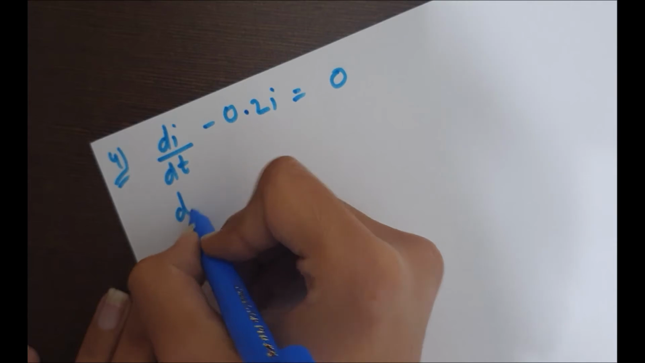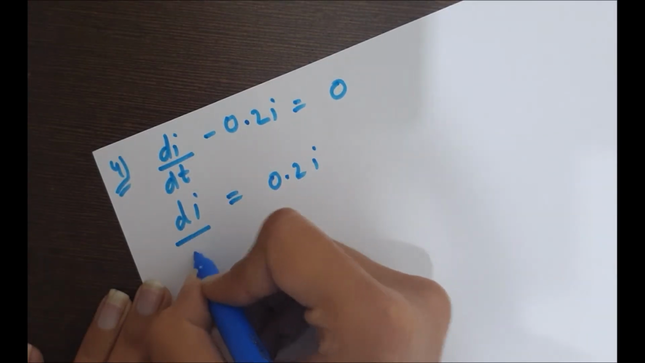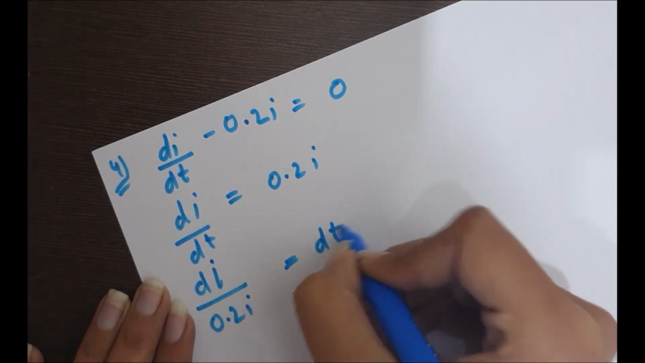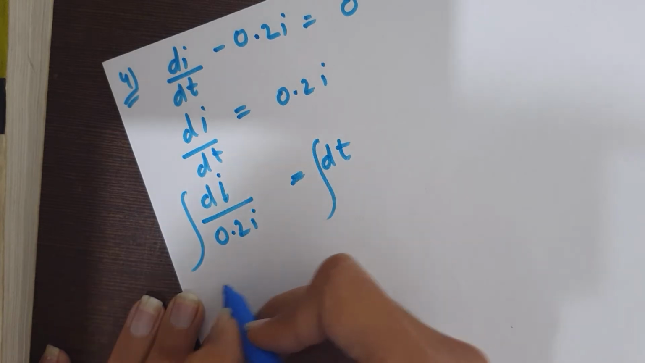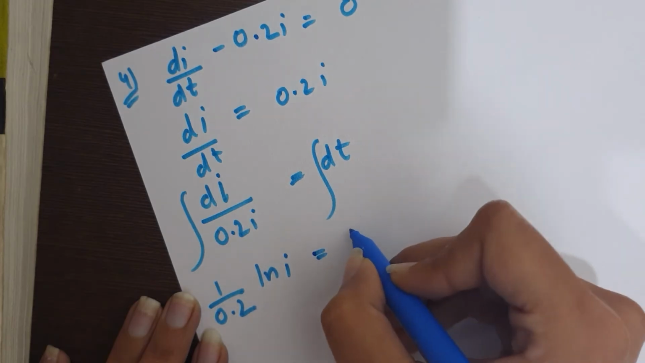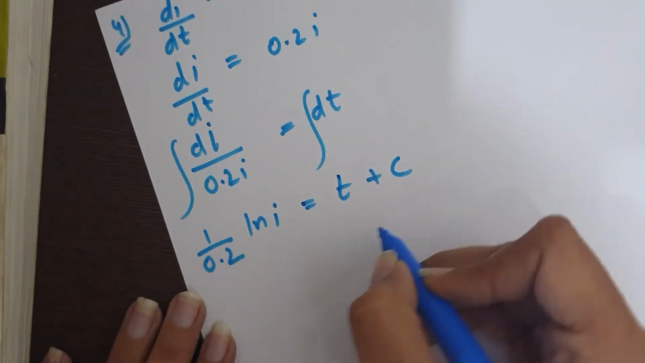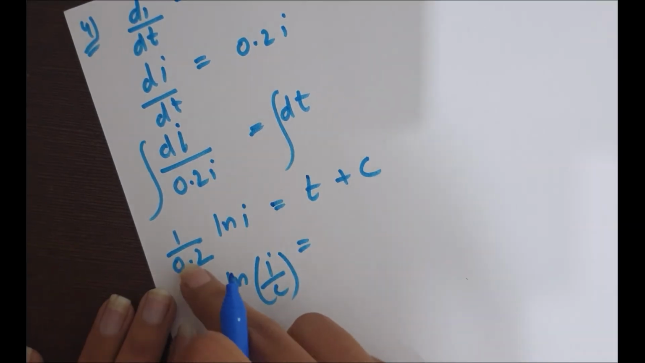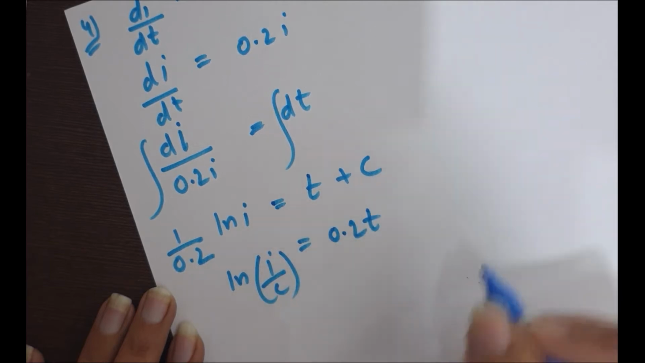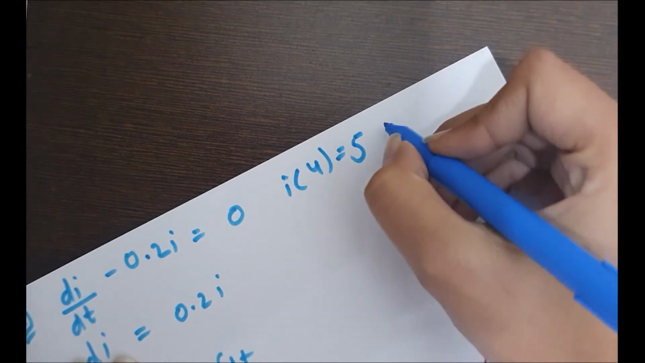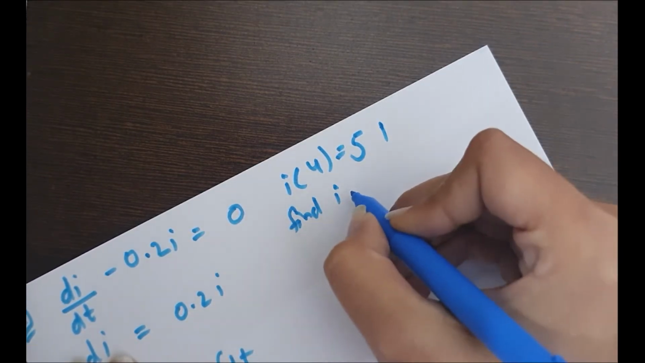Now fourth numerical using variable separable. Here in this case it would be 0.2 dt and dI upon I. Now integrate. It comes out to be 1 upon 0.2 ln I is equal to t plus c. Now if we bring c here, it would be ln I upon c. Take 0.2 here in this side. We got our answer. Now I at 4 is equal to 5, and we are asked to find I at 5.